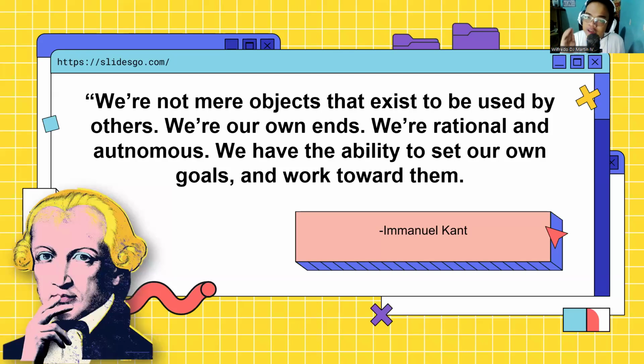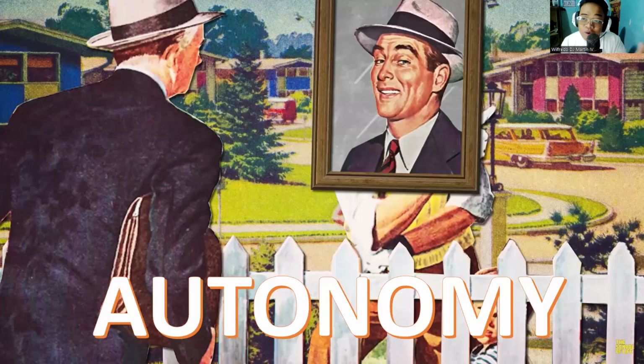According to Immanuel Kant, we are not mere objects that exist to be used by others. We are our own ends, and we are rational and autonomous, and we have the ability to set our own goals and work toward them. In fact, he would also push this idea that all of us here have what we call autonomy. And the way you understand this is, if you want to treat others with respect, or you want yourself to be treated with respect, then treat others with respect at the same time. Do unto others what you want done unto you.